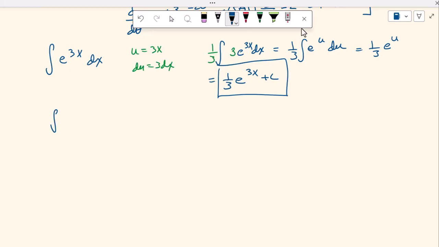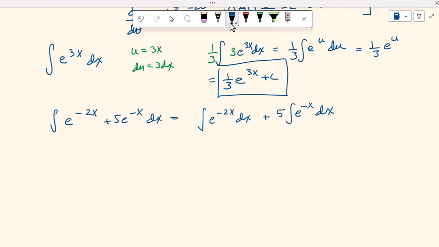Okay, let's look at another one. Let's look at the integral of e to the negative 2x plus 5e to the negative x dx. Now in this particular situation, when I look at the exponents, I see right away that they're different. And because they're different, I'm going to split this into two separate integrals. So my first integral is going to be the integral of e to the negative 2x dx. And my next one will be plus 5. I'll pull that 5 out front so I can focus on the integrand e to the negative x dx.